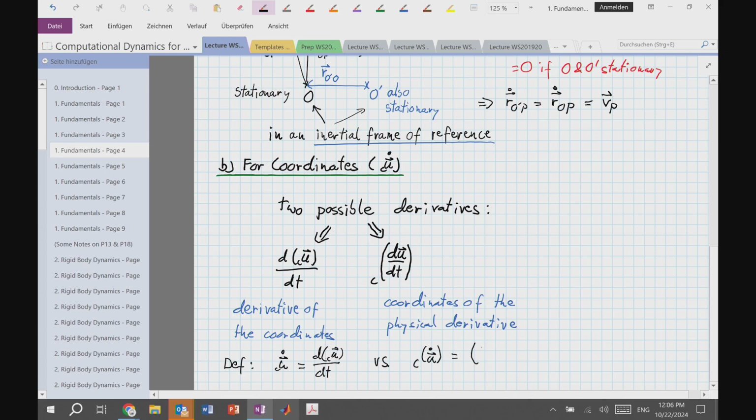So this would be what we just had, du dt, and then the result is being expressed in C coordinates. So that's a very important distinction, right? And whenever I use this abbreviating dot notation, please keep in mind what I'm trying to express.